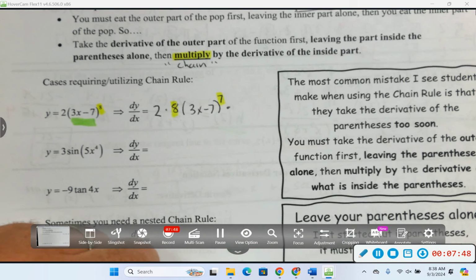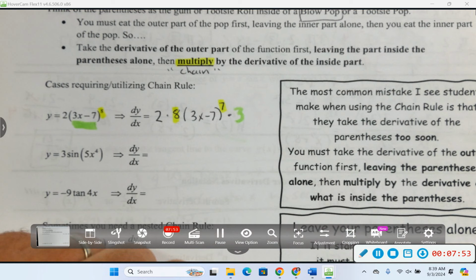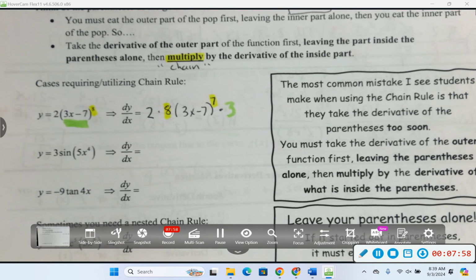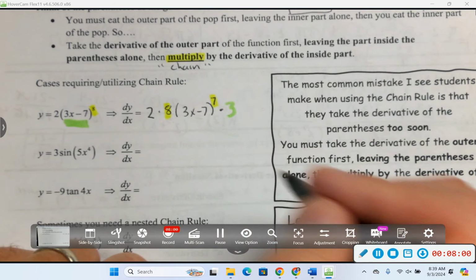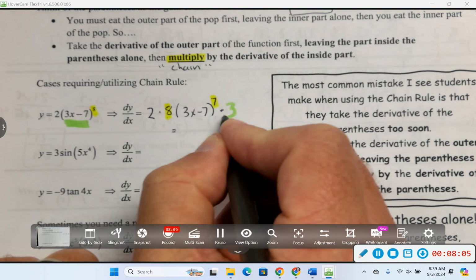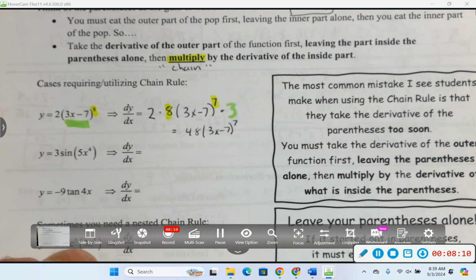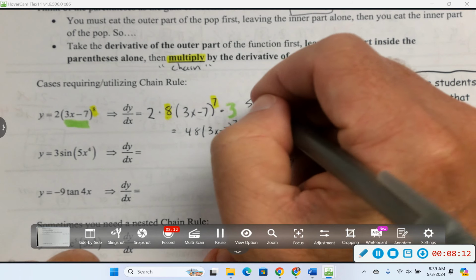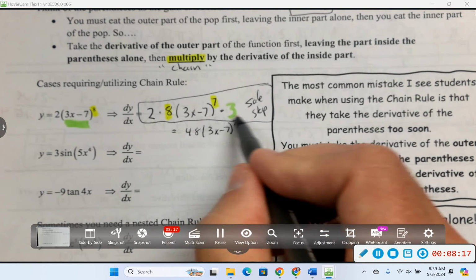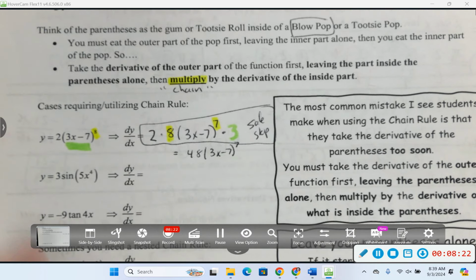What's the derivative of 3x minus 7? 3. So there's our chain rule. Maybe the simplest chain rule we could do. We could clean that up a little bit. 2 times 8 times 3 is 48, times (3x minus 7) to the 7th. But I'd almost rather you leave the safe stop, because when you leave the safe stop, you can clearly see the chain rule. When you simplify it, you sort of lose sight of the chains that you piece together.